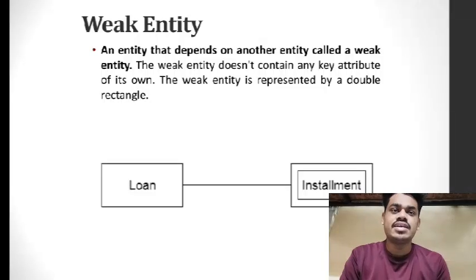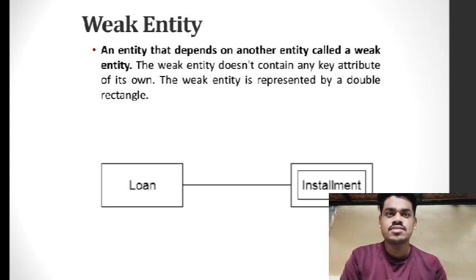Weak entity: an entity that depends on another entity is called a weak entity. The weak entity doesn't contain any key attribute of its own. The weak entity is represented by a double rectangle. Here is the example for that.